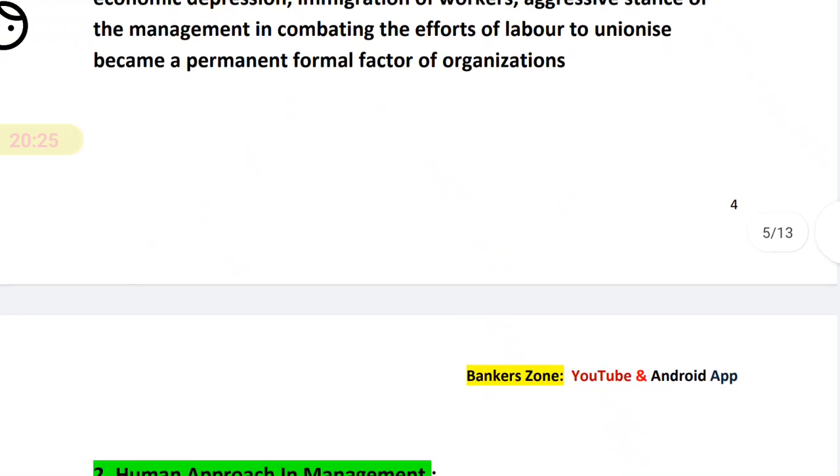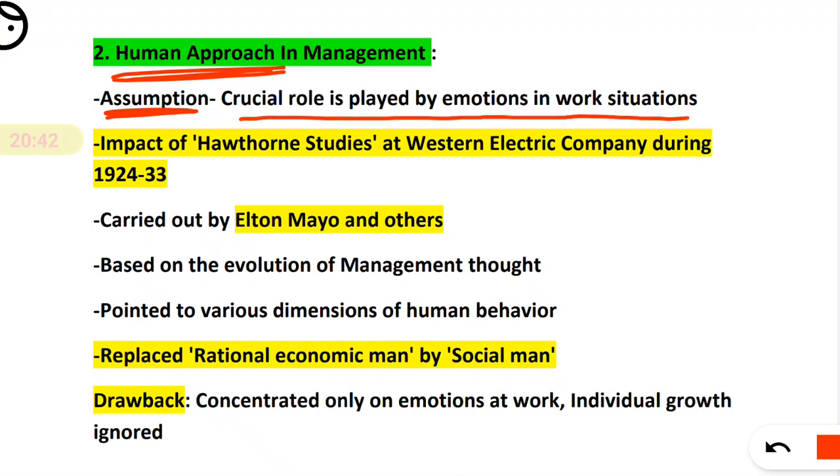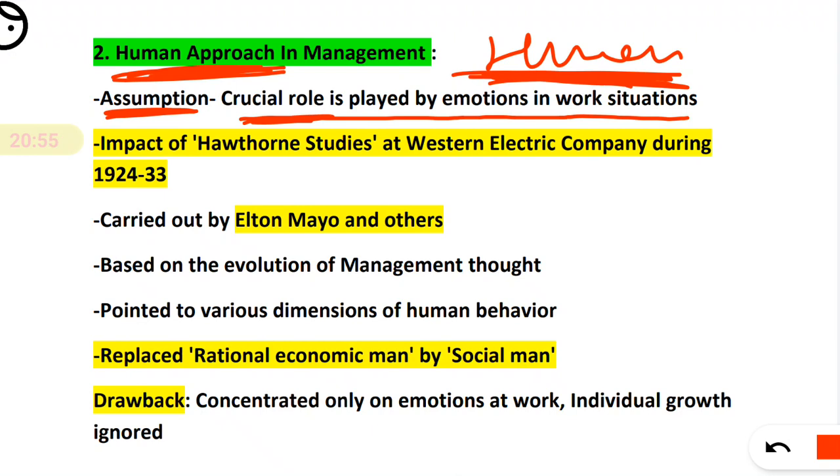Now we will discuss the second approach. It is the human approach. The second approach was the human approach. Okay, so what is the human approach? Here, what are the assumptions in case of the human approach? They assumed that a crucial role is played by emotion in a work situation. In case of the human approach, the name itself explains it: human. That means they have concentrated their approach, their work, their focus mainly on humans. So they assumed that a crucial role is played by emotions in the work situation.